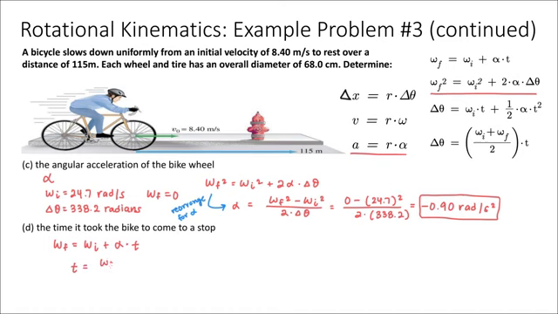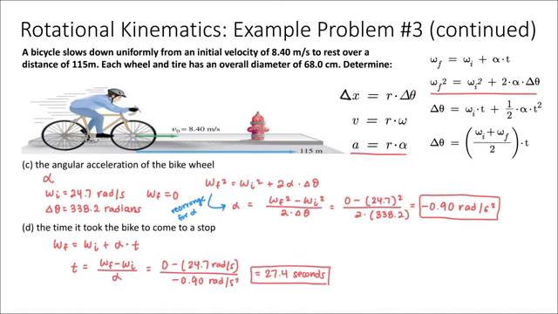t is omega final minus omega initial, the change in my angular velocity, divided by alpha, my angular acceleration. That would be equal to, since omega final is 0, 0 minus 24.7 radians per second divided by negative 0.90 radians per second squared. Now, again, this will give me a positive time. My negatives will cancel, yielding a time of 27.4 seconds for that bike to come to a full and complete stop.